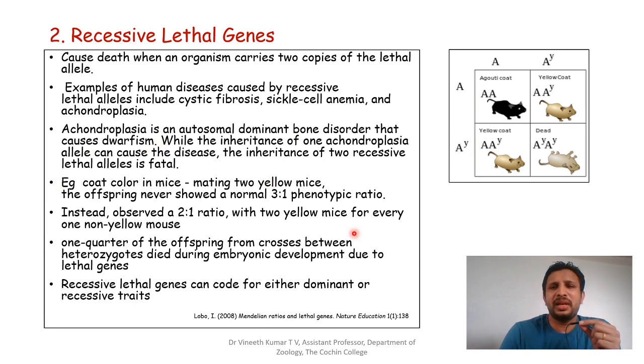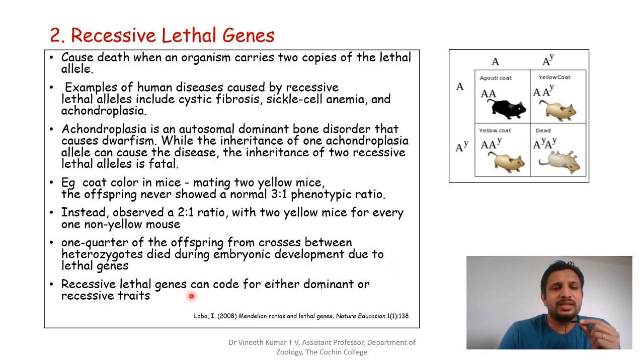Another example is the coat color in mice. As I said earlier, the yellow coat color is dominant, and when you cross two yellow mice, that is, two heterozygotes, rather than getting a 3:1 ratio, you get a 2:1 ratio. It is the same as in the dominant lethal gene, where you get 2 by 3 of this and 1 by 3 of this. One quarter of the offspring from crosses between heterozygotes died during the embryonic stage due to the lethal genes.